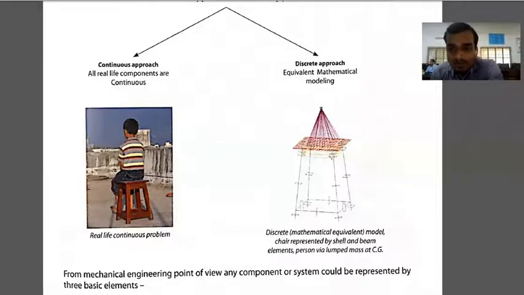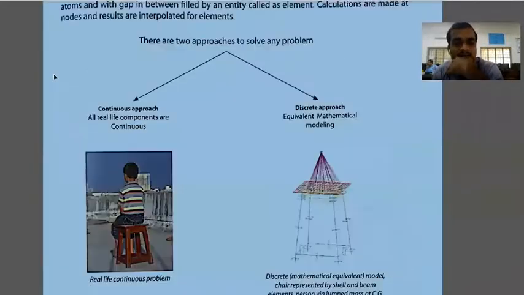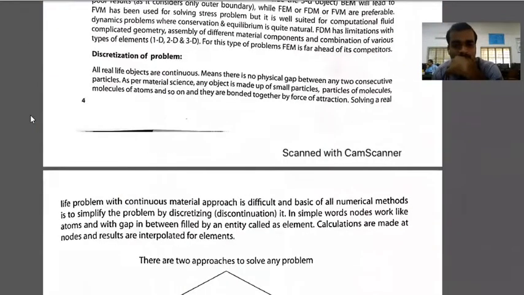this is your continuous approach, where real life problems are considered to be continuous problems, meaning there is no physical gap between any two consecutive particles. As in the material science approach, this object is made up of small particles, and these particles may be molecules or atoms, and these particles or atoms are bonded together by strong attractive forces.